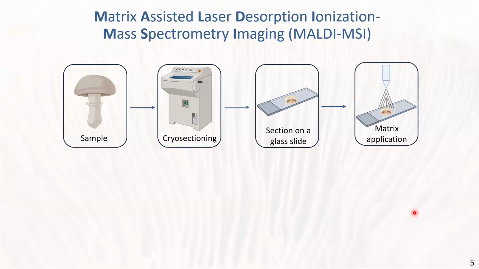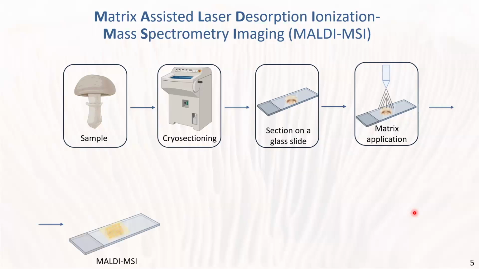If they are more polar, then we take the polar solvents. If they are non-polar, then we take the non-polar solvents. So we mix a chemical in a solvent and we spray it on our slide, and we have a robotic sprayer that does the job. So then you see there's a layer of matrix on my tissue.